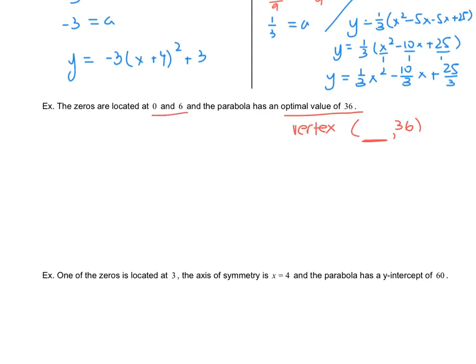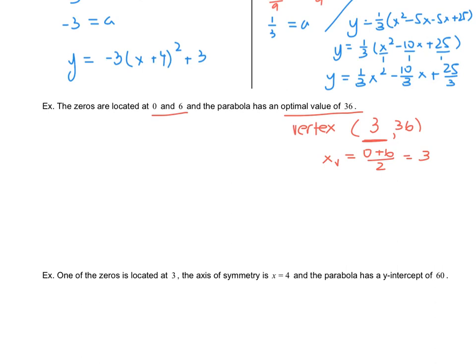But you are given the zeros, and you know that the vertex is exactly halfway. So I can actually find the x-coordinate of my vertex by averaging the zeros. So I add 0 and 6 and divide by 2 to get 3. So my vertex is (3, 36). And now the choice is yours because you're given the zeros and the vertex. So if you want, you can use factored form or you can use vertex form.